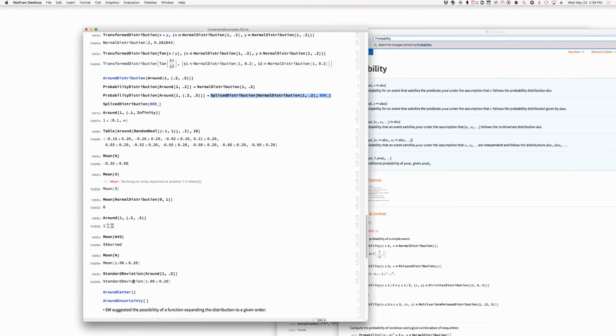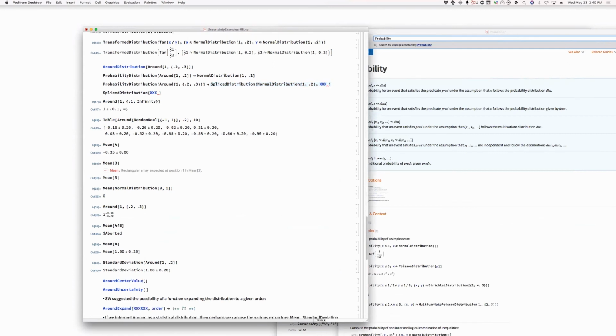Is it the center value? It's not necessarily the center, as you point out. In this case, it's not the center. It's the value.